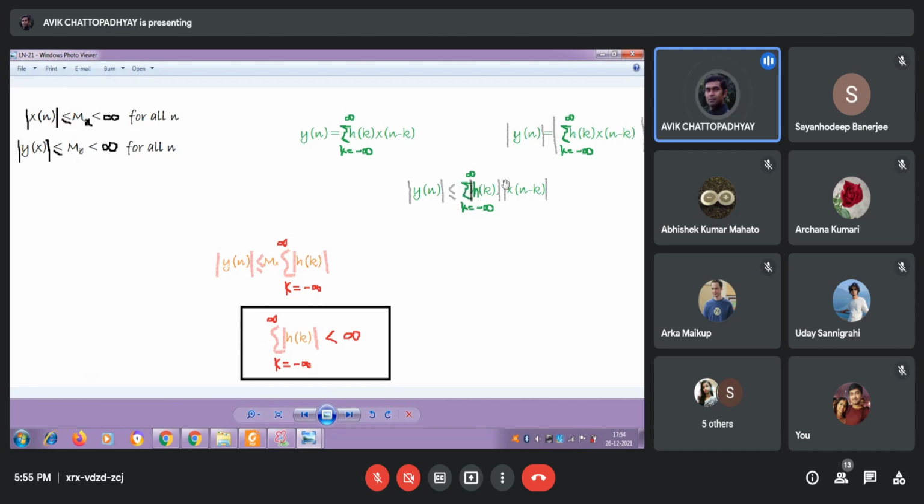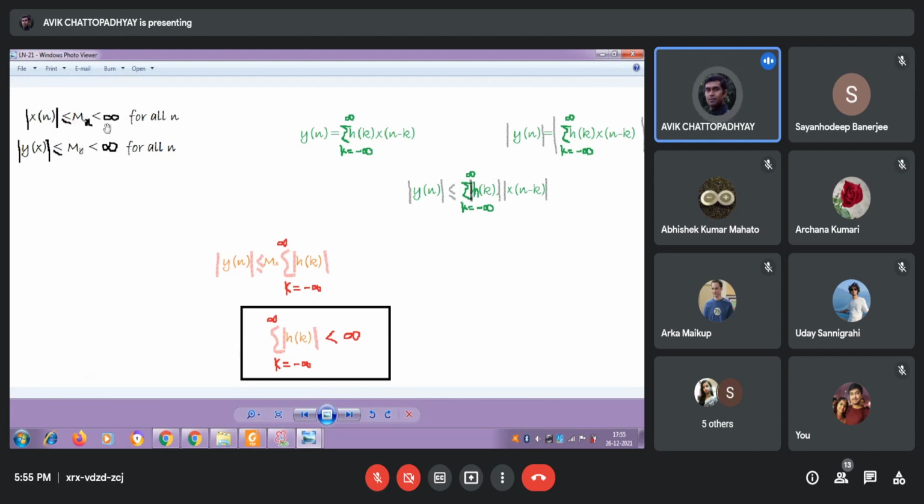So this is always either less or, at max, equal. That is why it is written like this. So if the input is bounded, obviously there exists a finite number Mx such that the mod of x[n] is less than Mx, that you know.